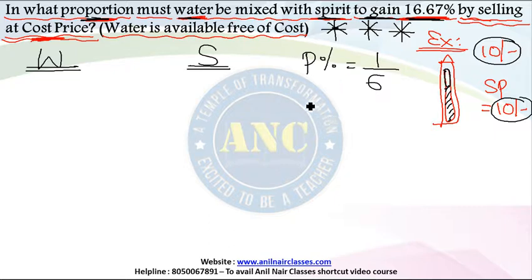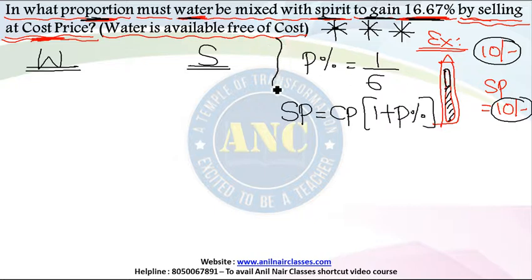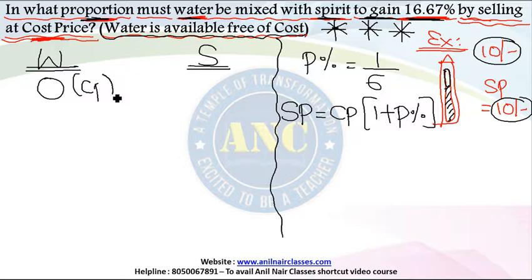Now think logically, sir. Can I say that selling price is equal to cost price into 1 plus profit percentage? Sir, why are you doing all these things? Okay, let me explain this way. Water is available free of cost. It is not a supposition, in fact it is given in the question that water is available free of cost. That means the cost price of water is 0. Similarly, spirit. I don't know what the cost price of spirit is. Let me assume the cost price of spirit as 1 rupee.